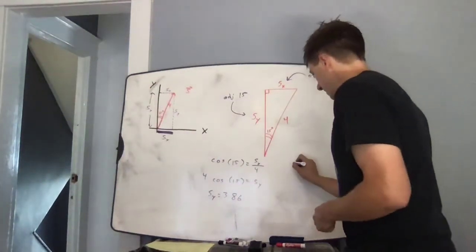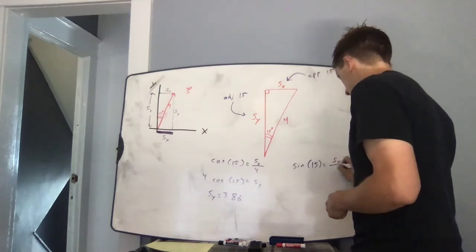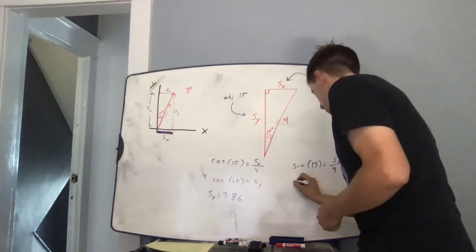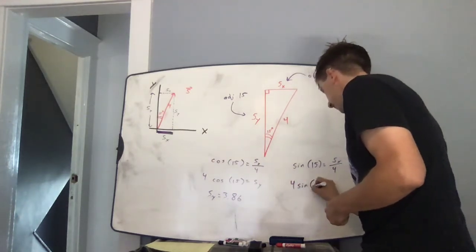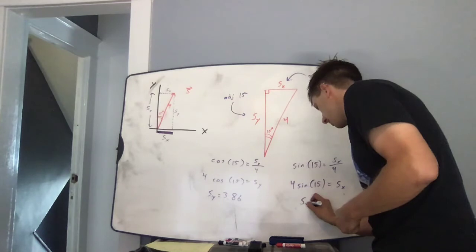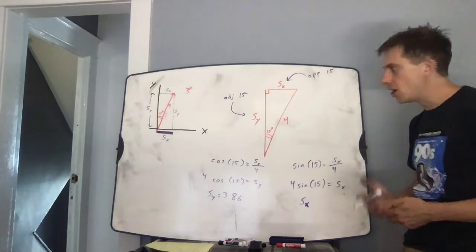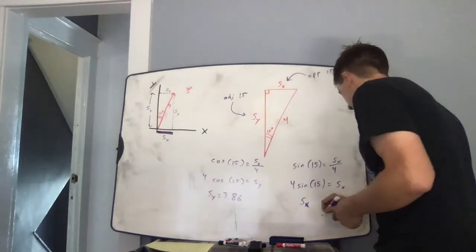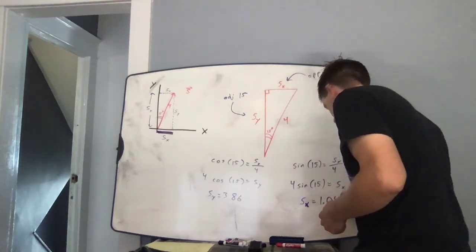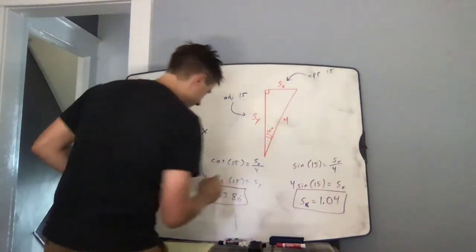Similarly, I could say sine of 15 is equal to Sx over 4, because Sx is the opposite. And so I get 4 sine 15 equals Sx, and so the x component of vector S, or the projection of vector S onto the x-axis, or the horizontal component of vector S, is going to be 1.04. So at this point, I found the components of vector S.